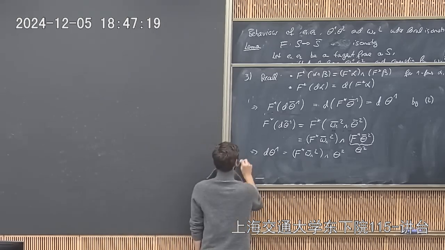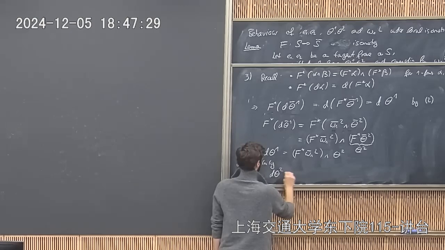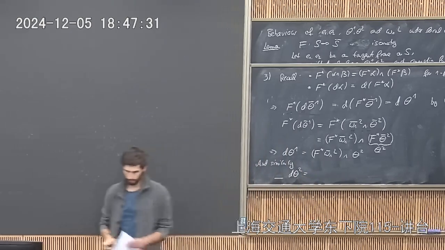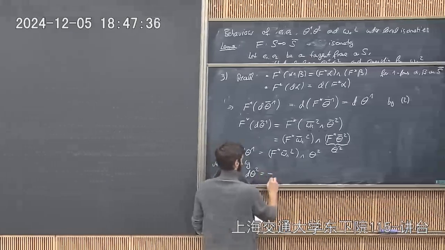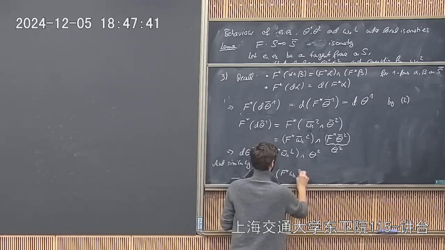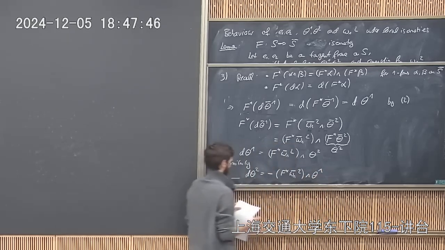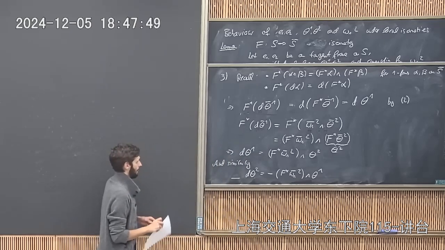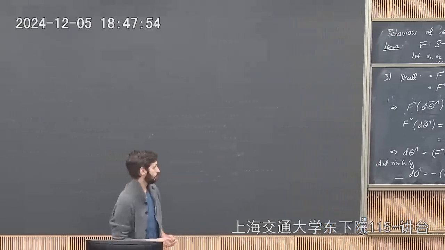And similarly, we get the same kind of equation, but with the numbers reversed. We get f star omega 1 2 wedge phi 1. But now it's no longer on the blackboard.